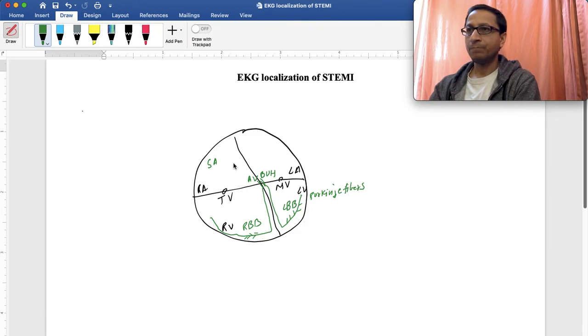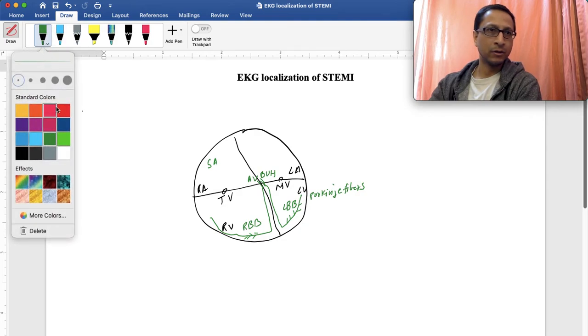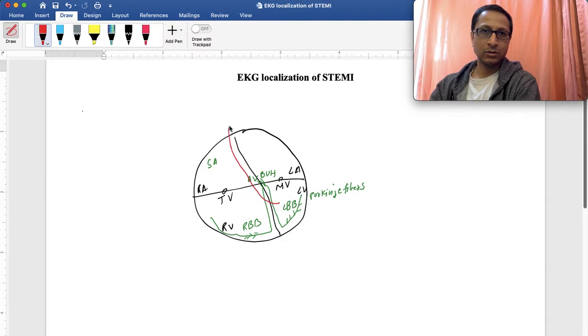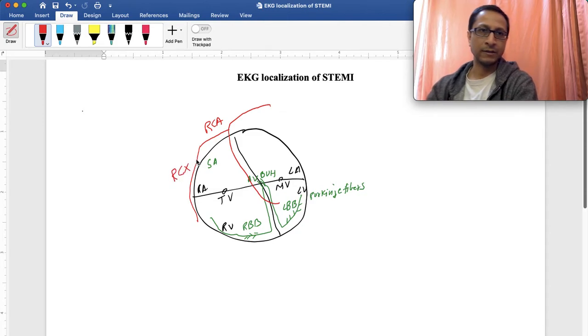All right, next up we'll use a different color, red this time. Now we'll bring in some blood vessels. Imagine the aorta coming out of the left ventricle, and from the aorta we have some branches. On the right side we have the right coronary artery, and then it continues on and becomes the right circumflex. We'll say RCX.